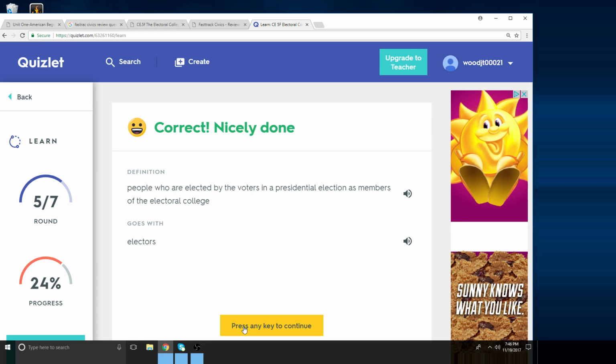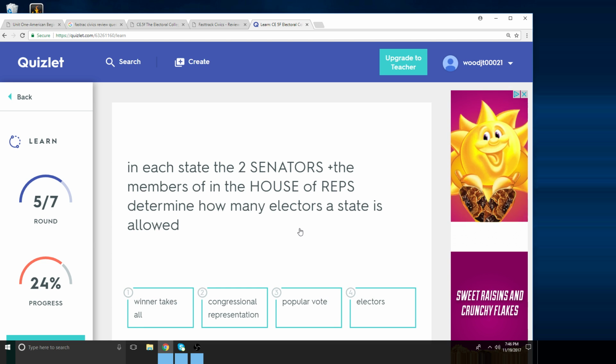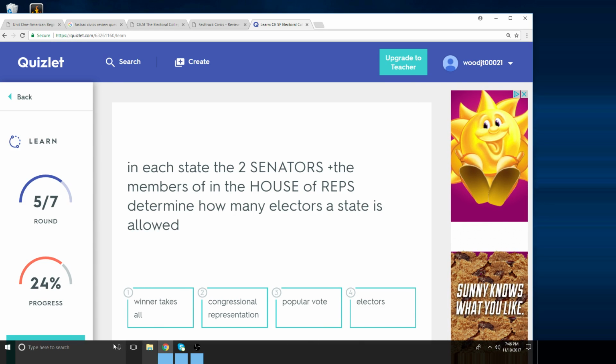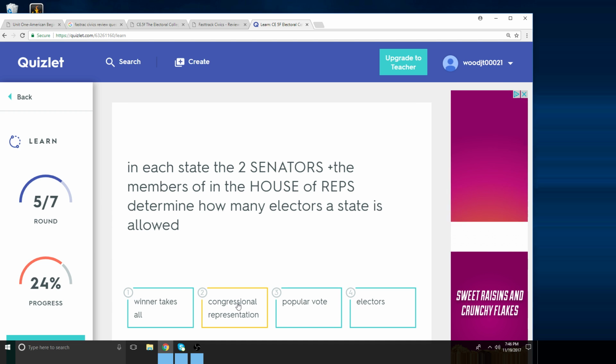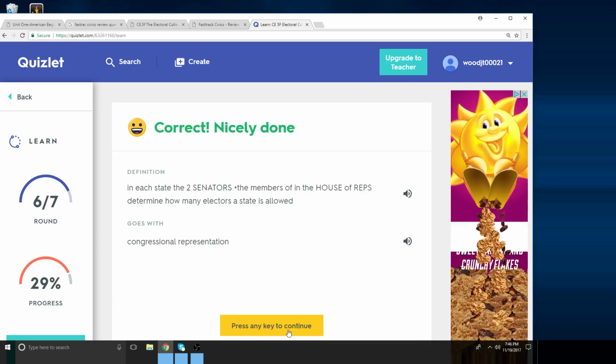So my question that I asked a minute ago was, how do we figure out the 13? Virginia has 2 senators and 11 representatives in the House. So 2 plus 11 equals 13. In each state, there's 2 senators plus the members of the House of Reps. We've gone over this. I'm mainly just going to click on the right answers so you guys can practice along at home. Congressional representation.